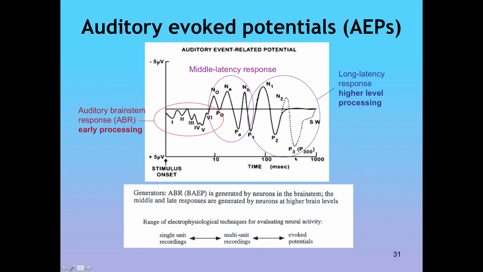And these numbers here are related to the timing after the stimulus onset. So P3 here, also known as P300, means the peak 300 milliseconds after the stimulus onset. P2 would be 200 milliseconds after. P1, 100 milliseconds after. Same thing up top here.